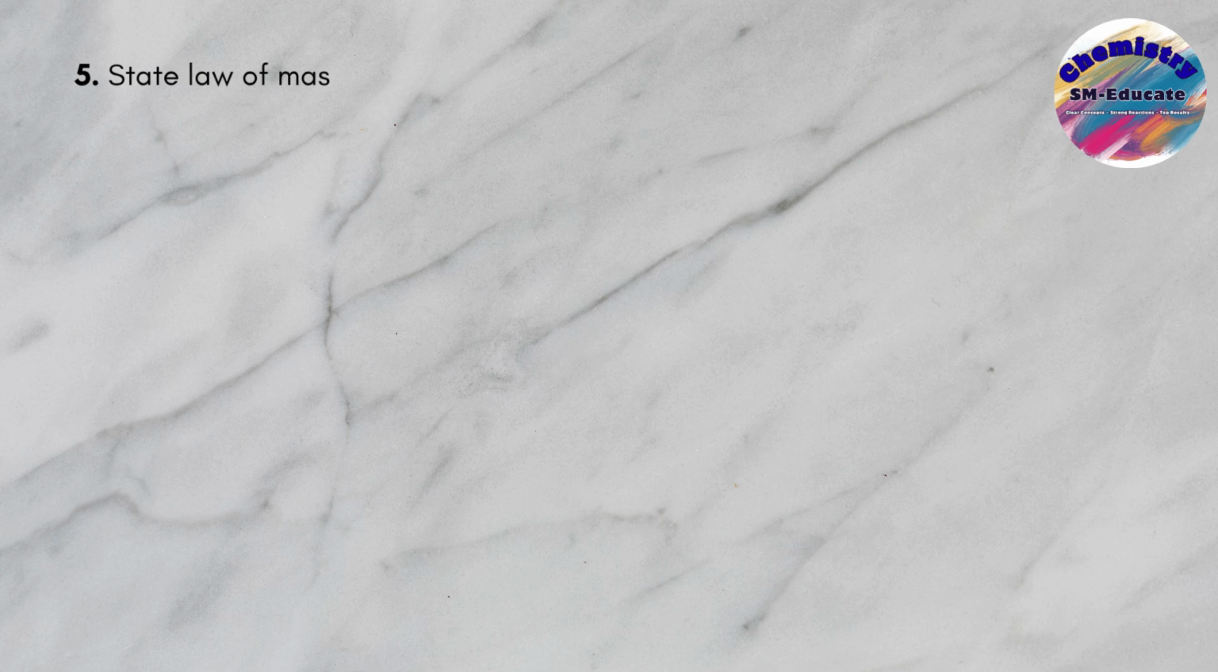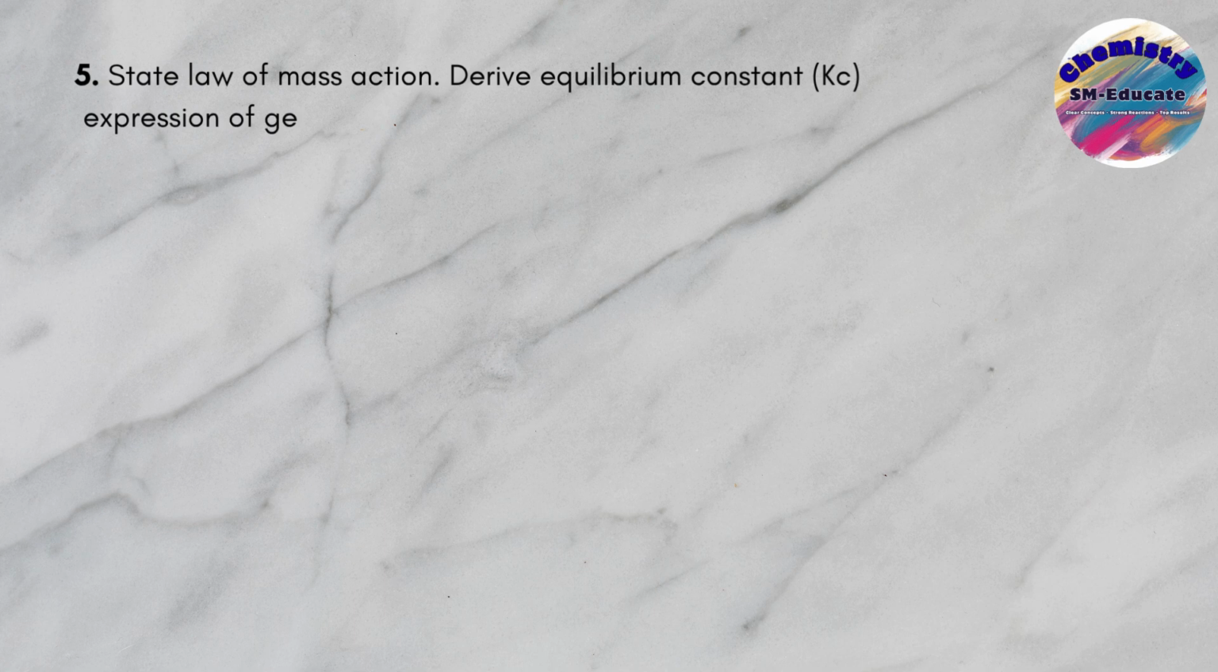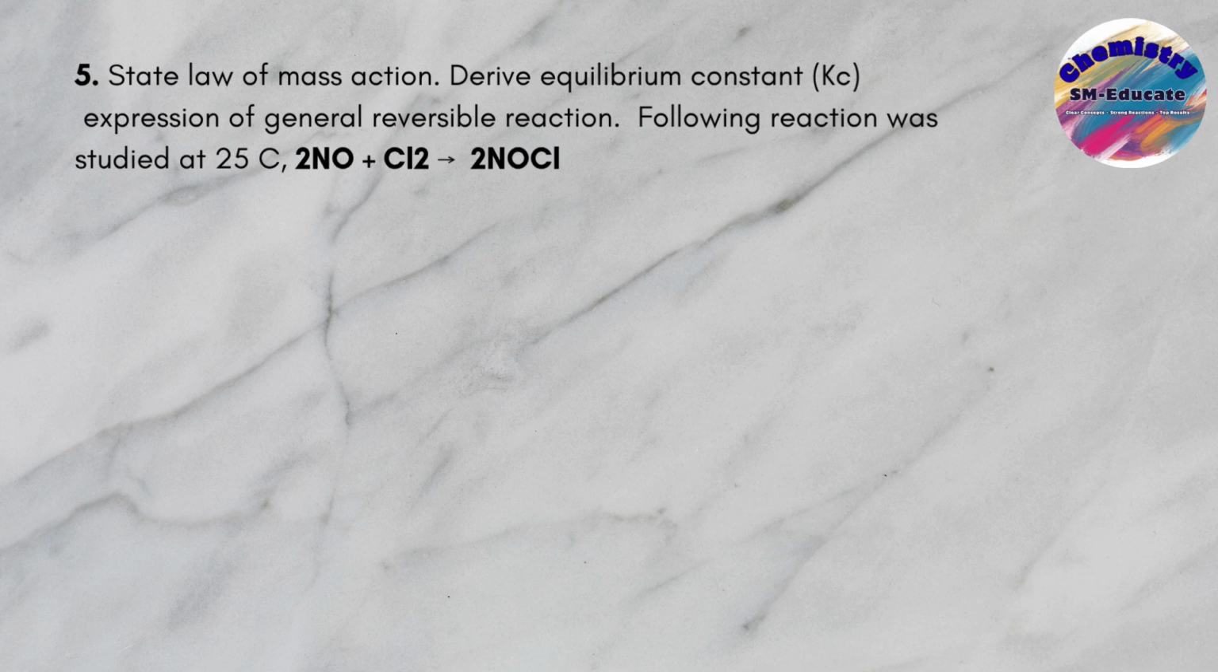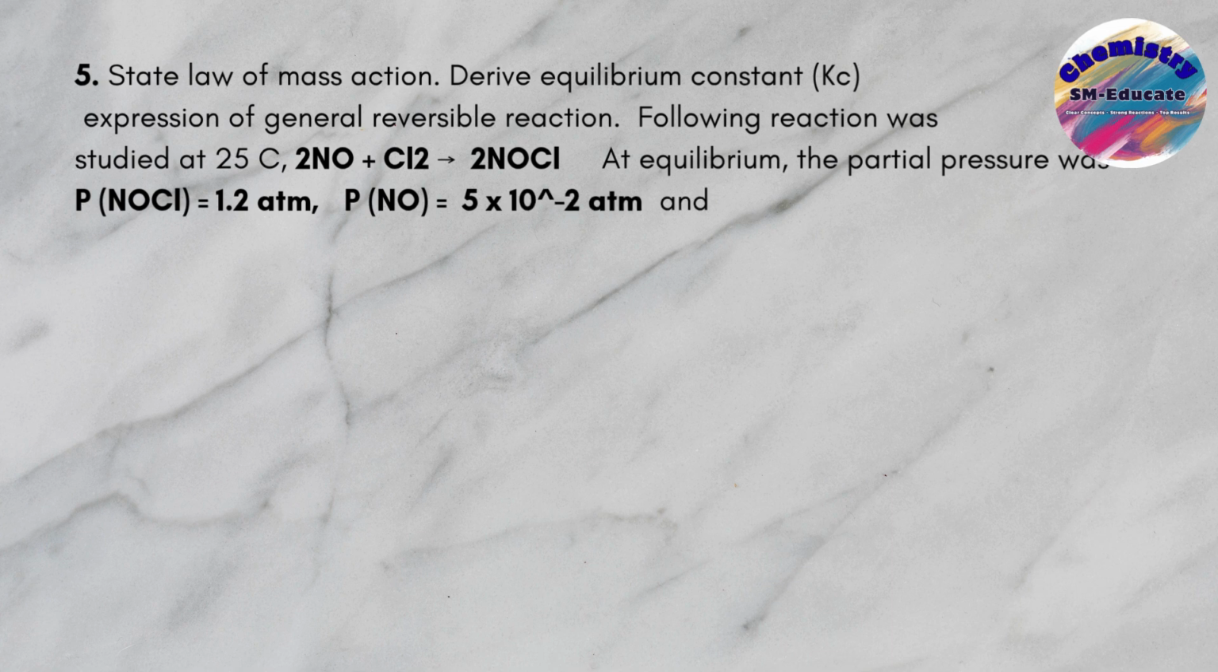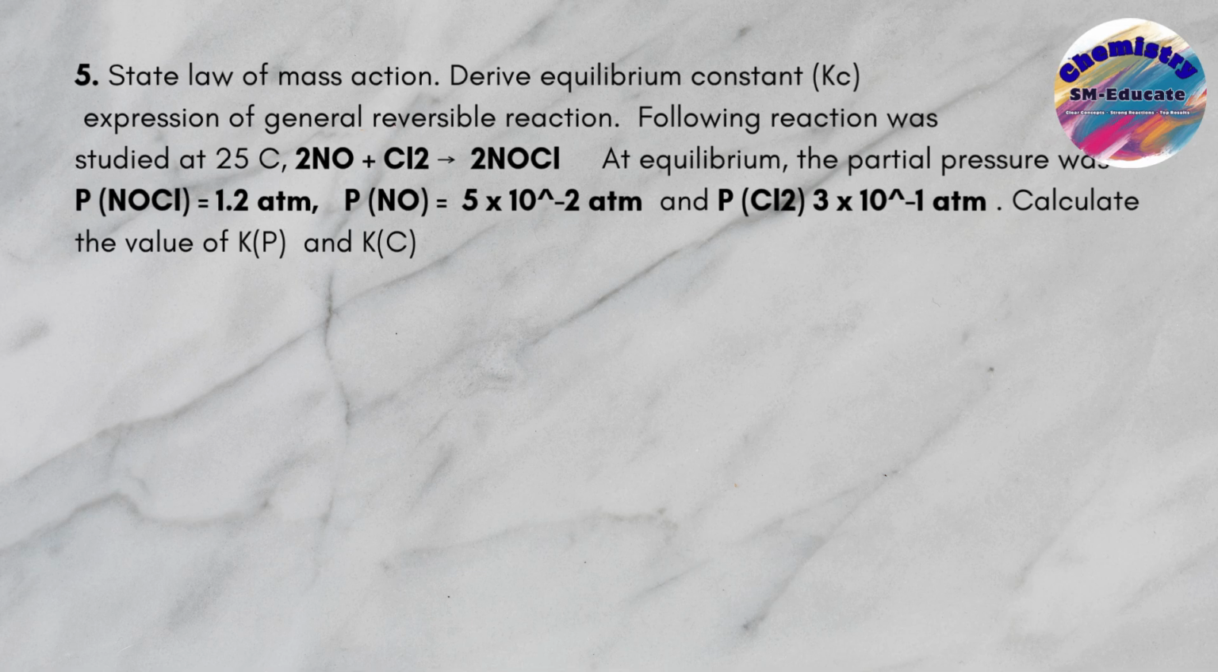Question 5. State law of mass action. Derive equilibrium constant Kc expression for a general reversible reaction. The following reaction was studied at 25 C: 2NO plus Cl2 gives 2NOCl. At equilibrium, partial pressures were P(NOCl) equals 1.2 atm, P(NO) equals 5 times 10 to the power of negative 2 atm, P(Cl2) equals 3 times 10 to the power of negative 1 atm. Calculate the value of Kp and Kc.